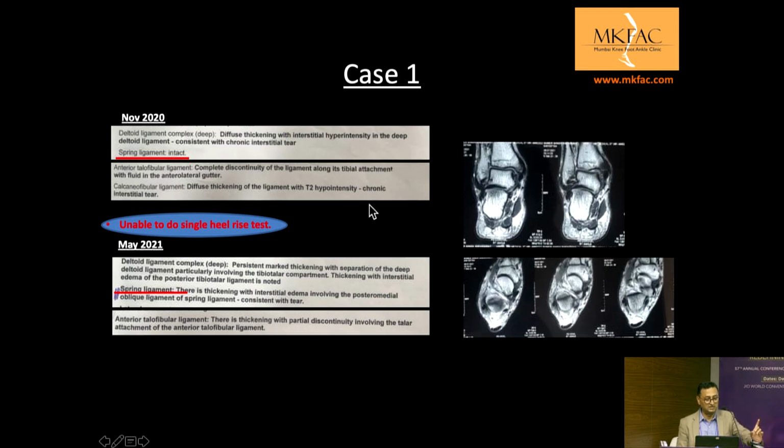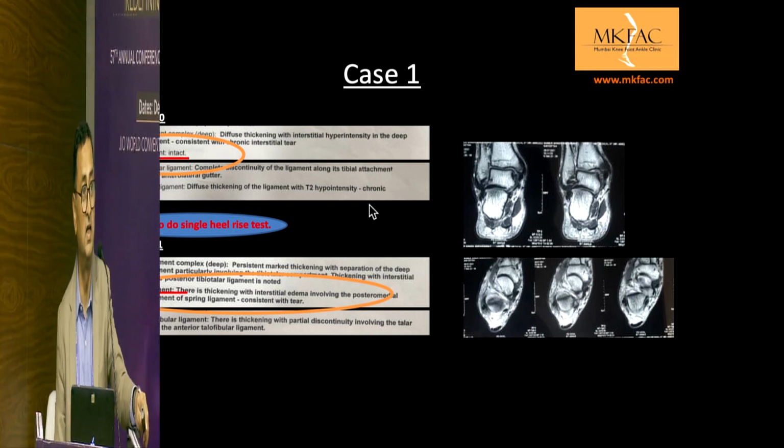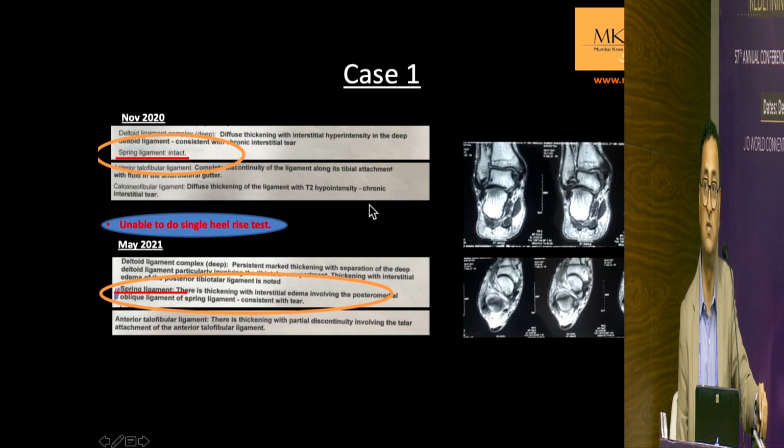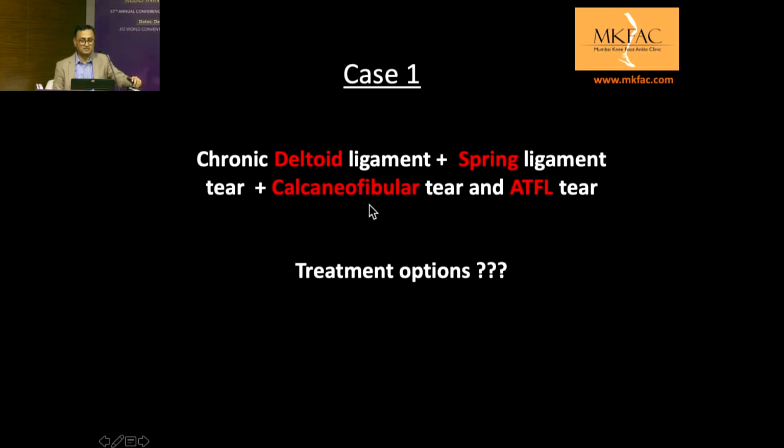November 2020, May 2021. Look at that. It's okay, the deltoid injury is there, but if you look, what else is there? The spring ligament, which was intact in November 2020, in May 2021 is showing thickening with interstitial edema, consistent with a tear of the spring ligament. So we'll come to what we do for this patient now, with a chronic deltoid injury, with the spring ligament gone and with the lateral ligaments gone as well.